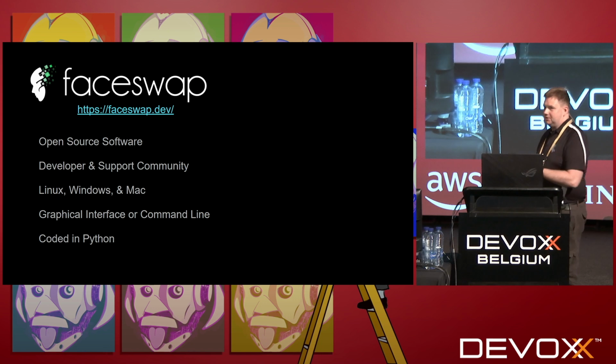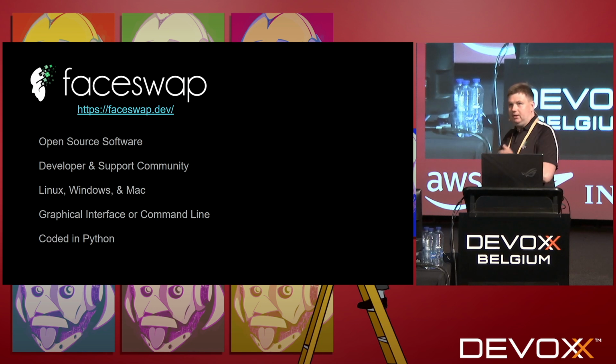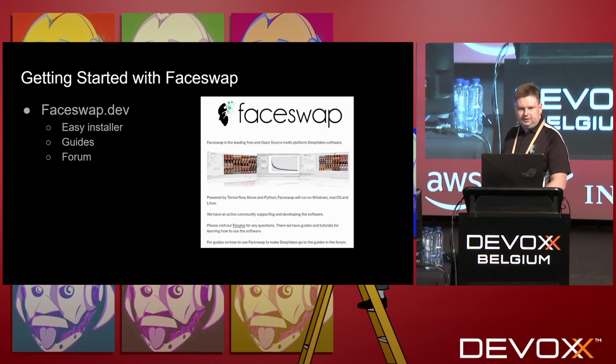So, as you saw there, that was just another example of a deepfake putting Nicolas Cage's face onto Simon Helberg while Simon Helberg was acting and doing an impression of Nicolas Cage. So, Faceswap, again, we are open source software. We have a robust developer and support community, run Linux, Windows, Mac, graphical or command line interface, so whichever you prefer. We are coded in Python, which is the predominant language used for machine learning and AI tasks right now. There are a lot of libraries and packages available for Python for machine learning, so that's what we're using.